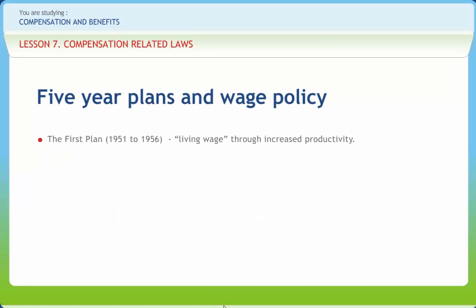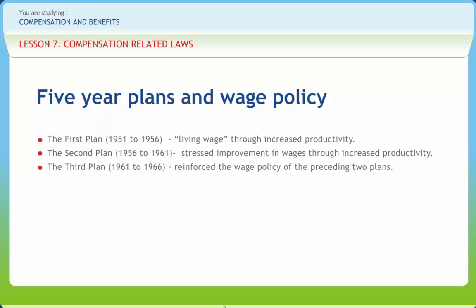The first plan, 1951 to 1956, suggested that pre-war levels of real wages should be restored as a first step towards a living wage through increased productivity. The second plan, 1956 to 1961, stressed improvement in wages through increased productivity stemming from efficiency on the part of the workers, improved layout of plants, and improvement in management practices.